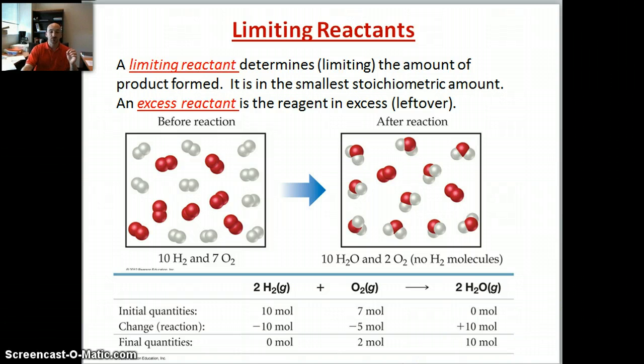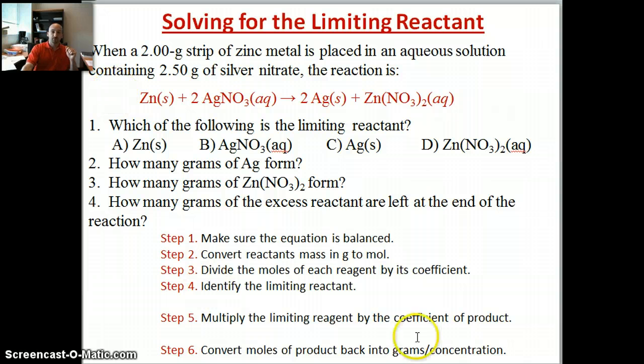The next slide is going to take us through some steps that you can use to solve these limiting reactant problems. I would definitely suggest that you watch the practice problem videos to fully understand these calculations. They are complex. For an example problem, we would ask something like: when a 2 gram strip of zinc metal is placed in an aqueous solution that contains 2.5 grams of silver nitrate, we can show this reaction as zinc plus silver nitrate, right? So we're starting with our strip of zinc metal, 2 grams of this, and 2.5 grams of silver nitrate. We're going to end up producing silver and zinc nitrate. So the question would be, which of the following is the limiting reactant?